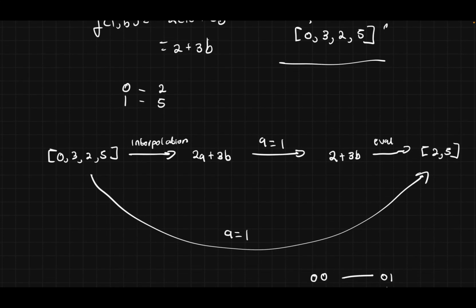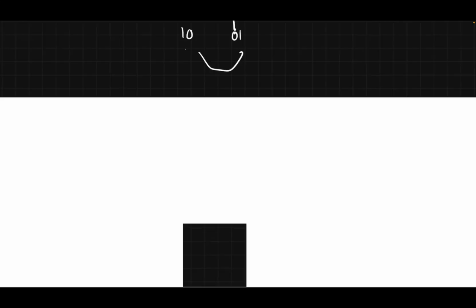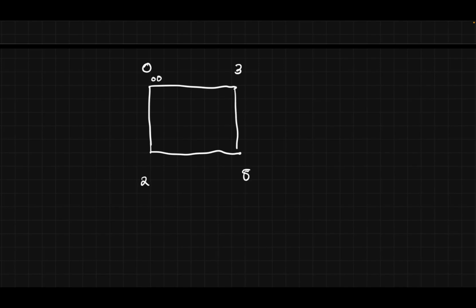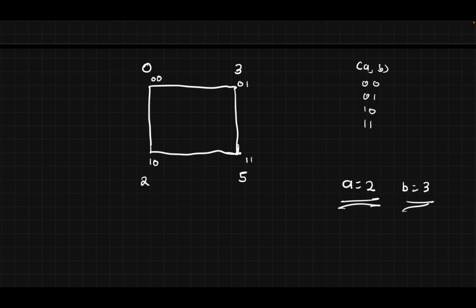So let's continue. Now I give a clue. Does it help now? So this is 0, right? This is 3. I think this is 2 and this is 5, right? This is 0, 0, 0, 1, 1, 0, 1, 1. Don't mind my handwriting. And then we're assuming the labeling is a comma b, which is 0, 0, 0, 1, 1, 0, 1, 1. So now if we wanted to evaluate this at a equals 2, and let's say b equals 3, how can we use this structure to perform that evaluation?